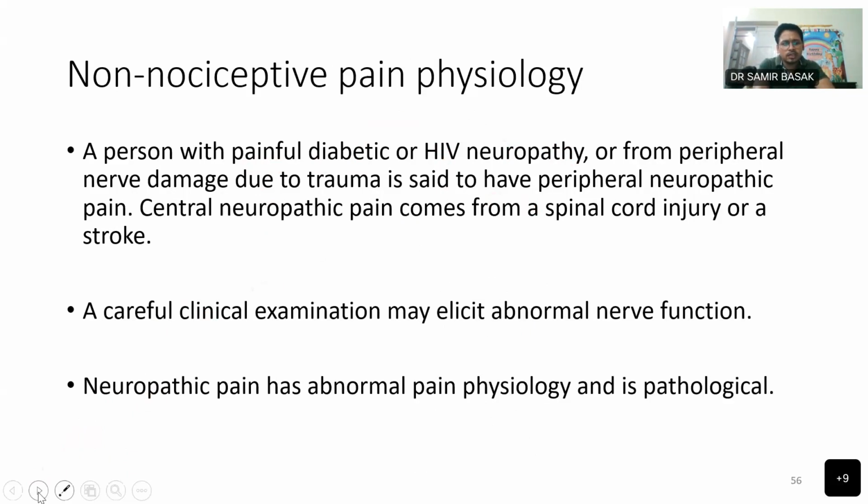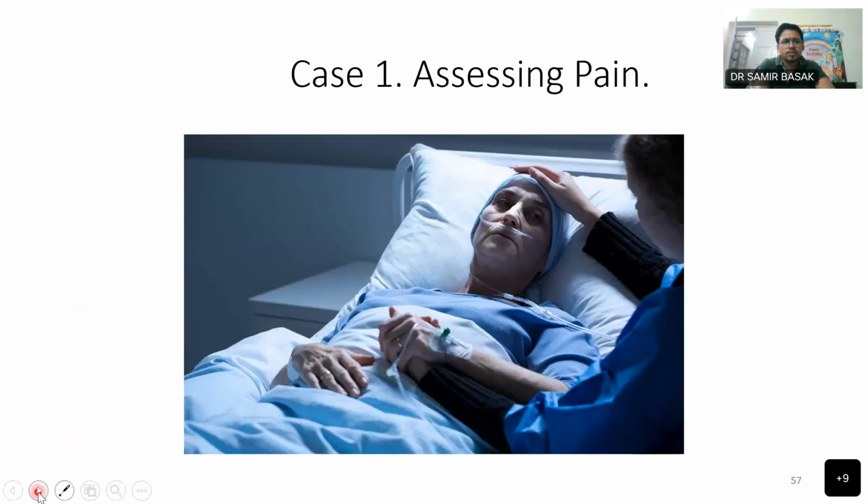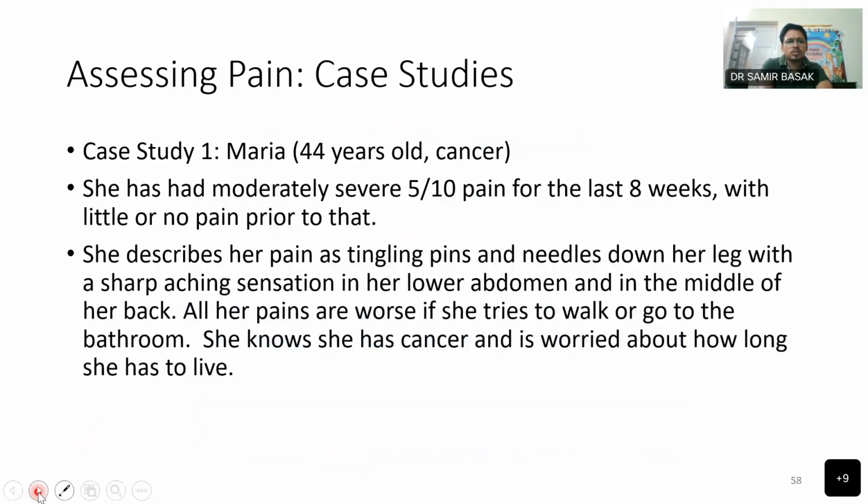There are other scales too. With all these parameters we can assess whether a neuropathic pain component is present or not. Regarding assessing pain, in case 1, an old lady presenting with cancer, how do we assess this patient? When we assess, she demonstrates moderately severe pain, 5 out of 10, for the last 8 weeks, with no pain prior to that.